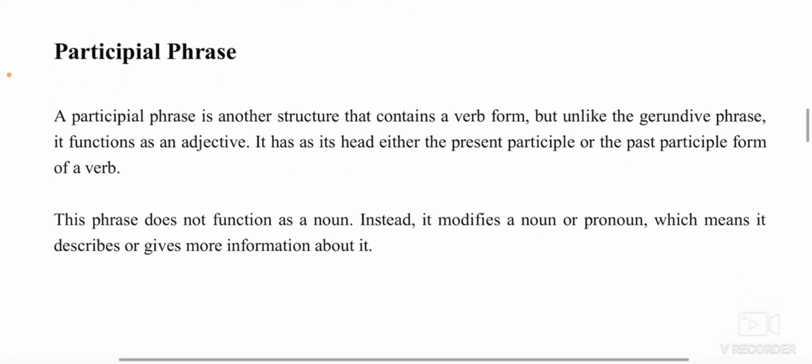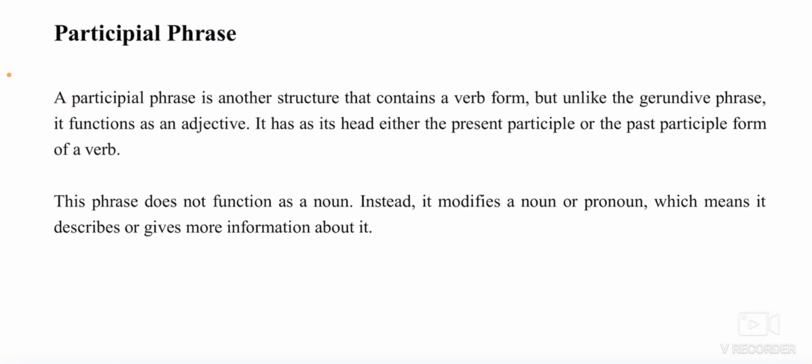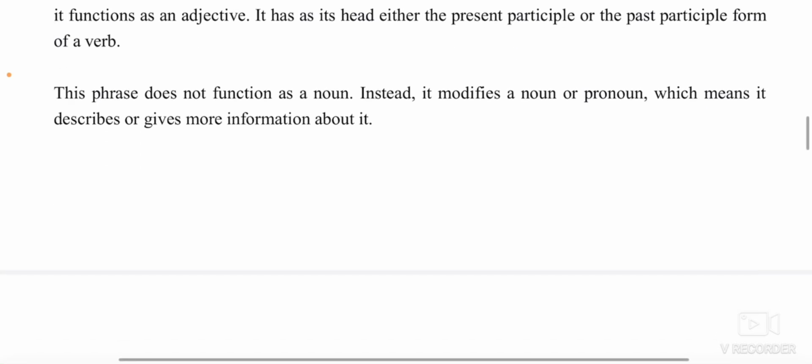One thing I want you to know about participial phrase is that it does not function as a noun. Instead, it functions as an adjective. It modifies a noun or pronoun, which means it describes or gives more information about a noun or pronoun, or let me say nominal entity generally. I think you are now seeing the differences. One functions as a noun, one functions as an adjective. That is, one describes a noun or gives additional information about a noun, while the other functions as a noun itself. The relative phrase functions as a noun, participial phrase functions as an adjective.